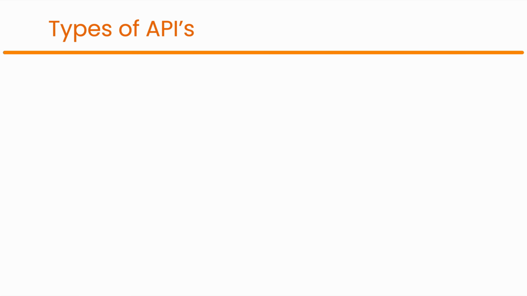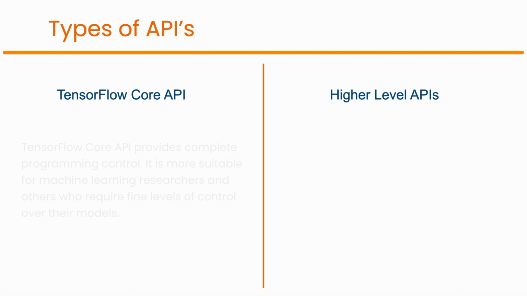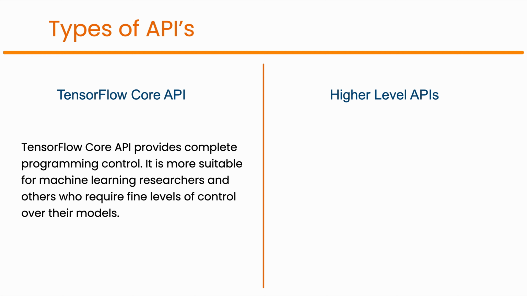Types of APIs TensorFlow provides. There are two main APIs that TensorFlow provides. The first one is the TensorFlow Core API. These APIs are used for low-level machine learning development. And the second one is high-level APIs. These are more compact APIs such as tf.contrib.learn or tf.layers. The TensorFlow Core API provides complete programming control. It is more suitable for machine learning researchers and others who require fine levels of control over their models.